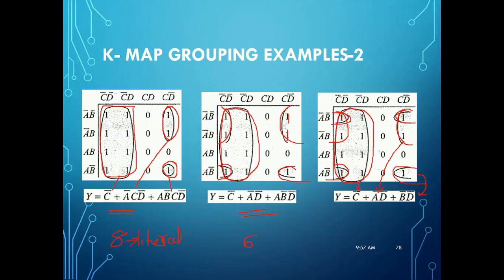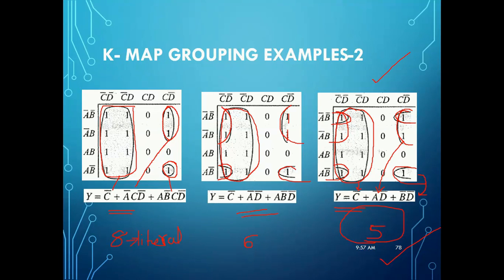Another student has solved the problem, and he has got the expression in this manner: Y is equal to C bar plus A bar D bar plus B bar D bar. That is 1, 2, 3, 4, 5 literals. So the teacher may conclude which one is more right. The last solution is more right. Why? Because he got fewer literals compared to the previous. So full marks will be provided to the last student, because he has got fewer literals.